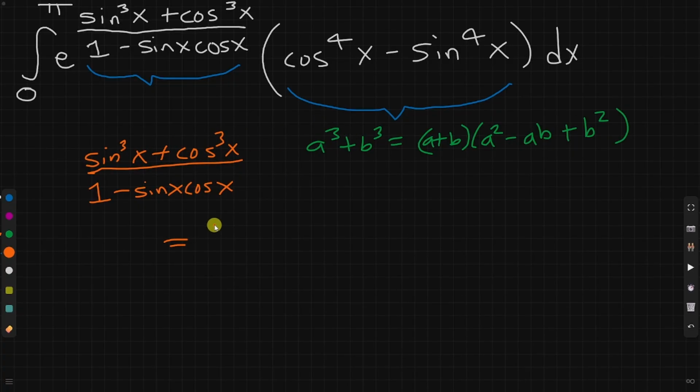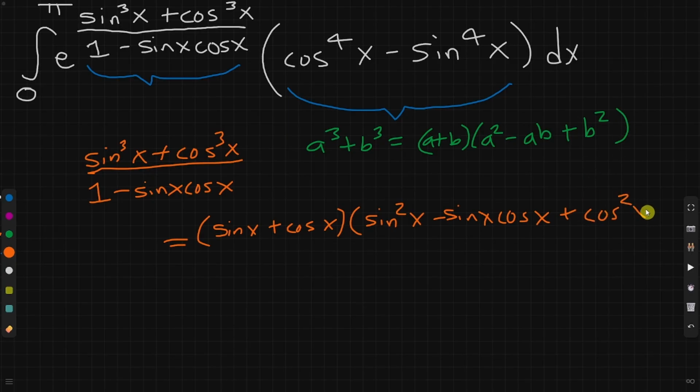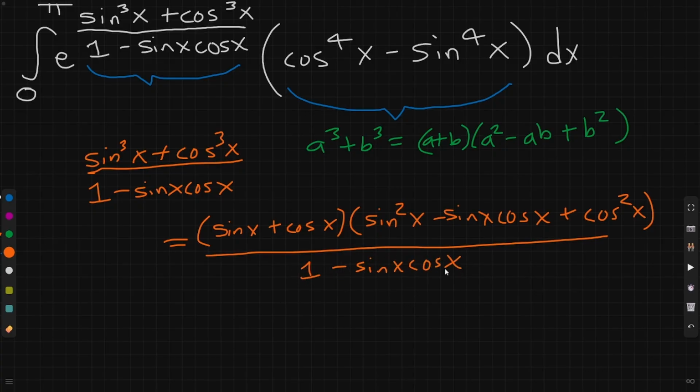So we write it as sine x plus cosine x, because a plus b, times a squared, so sine squared x, minus ab, so it's going to be sine x cosine x, plus b squared, so cosine squared of x, all divided by 1 minus sine x times cosine x.